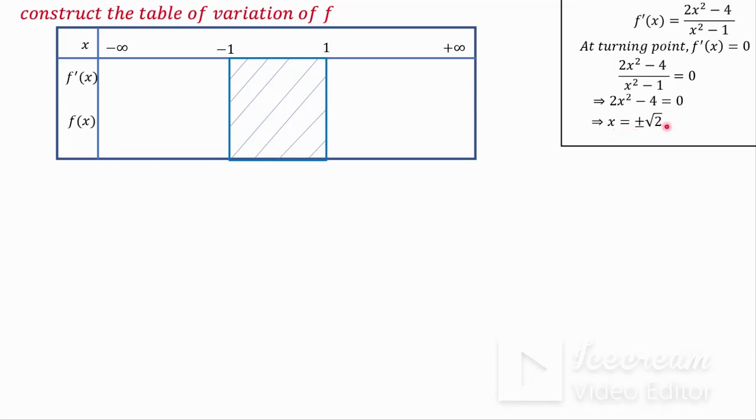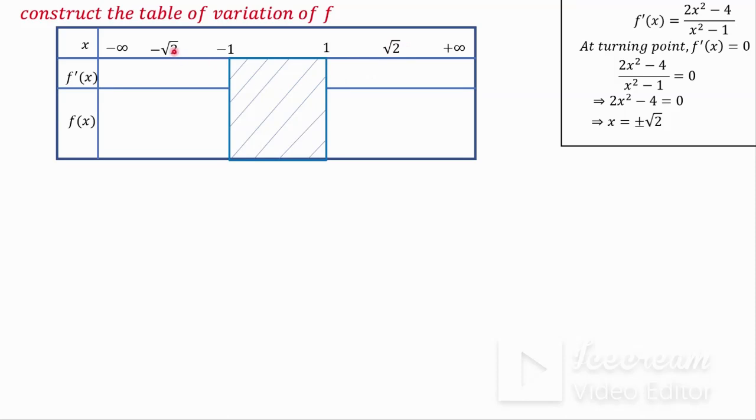It therefore implies that our function has turning points. Take note, always check whether there is a turning point or not. In this case we have clearly seen the turning points, and we have to represent them properly in our table of variation. Indicating those values of x in our table of variation, we have negative square root of 2 and square root of 2.